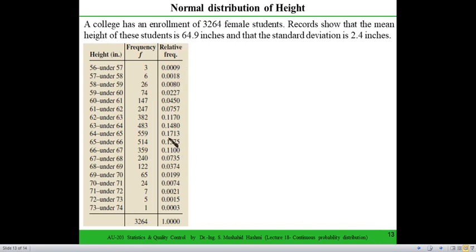So this is something called a relative frequency, and the sum always comes out to be 1. So 1 over 3264 is that small number. Now we have to look at what type of distribution it is, because height here is a continuous random variable, which can take any number in the given interval.